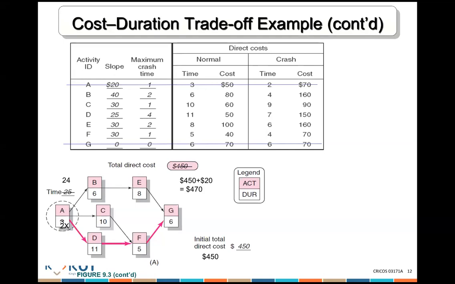Now, we know that we can't crash A anymore. We know we can't crash G. So we either could crash D or we could crash F. Which one is cheaper, D or F? D. So if I was to go and increase D, crash it, how many durations can I crash it by? 4. If I crash it one time, D will change from 11 to how much? 7.